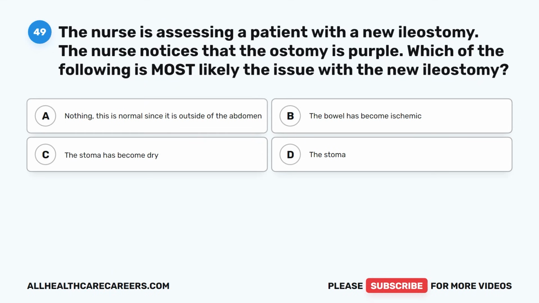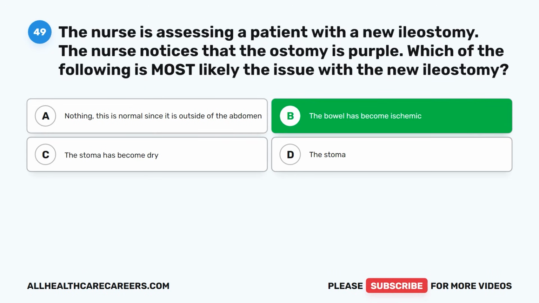The nurse is assessing a patient with a new ileostomy. The nurse notices that the ostomy is purple. Which of the following is most likely the issue with the new ileostomy? A. Nothing. This is normal since it is outside of the abdomen. B. The bowel has become ischemic. C. The stoma has become dry. D. The stoma. The correct answer is B.